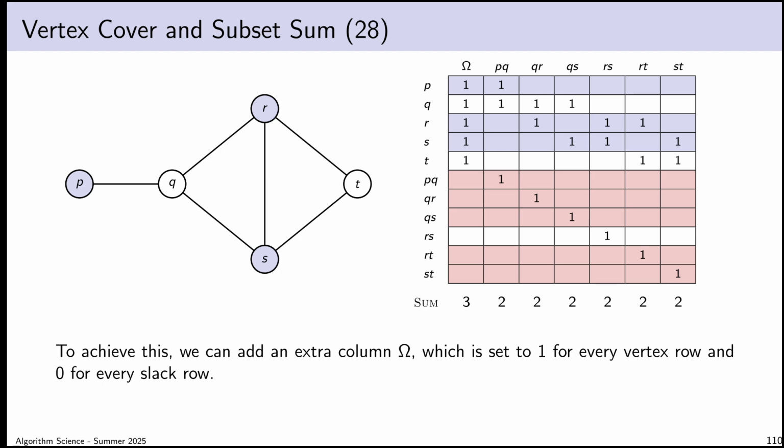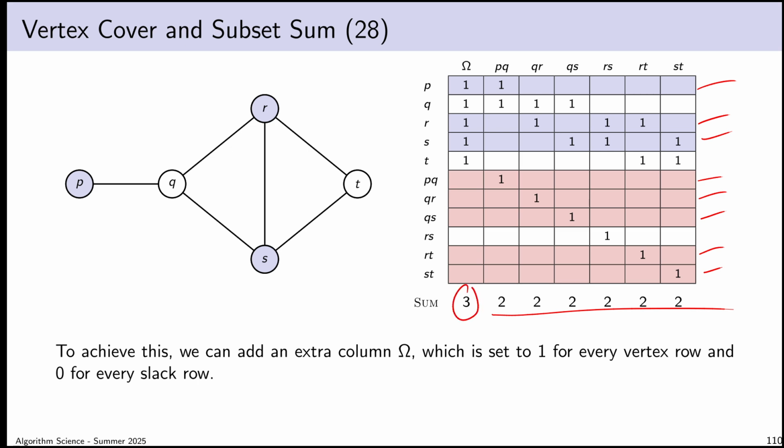And the idea behind column omega is that I set it to 1 for every vertex row and 0 for every slack row. And observe that what this means is if I look at the sum of rows that corresponds to a vertex cover, every column except column omega will have a 2 in it, as we saw earlier.